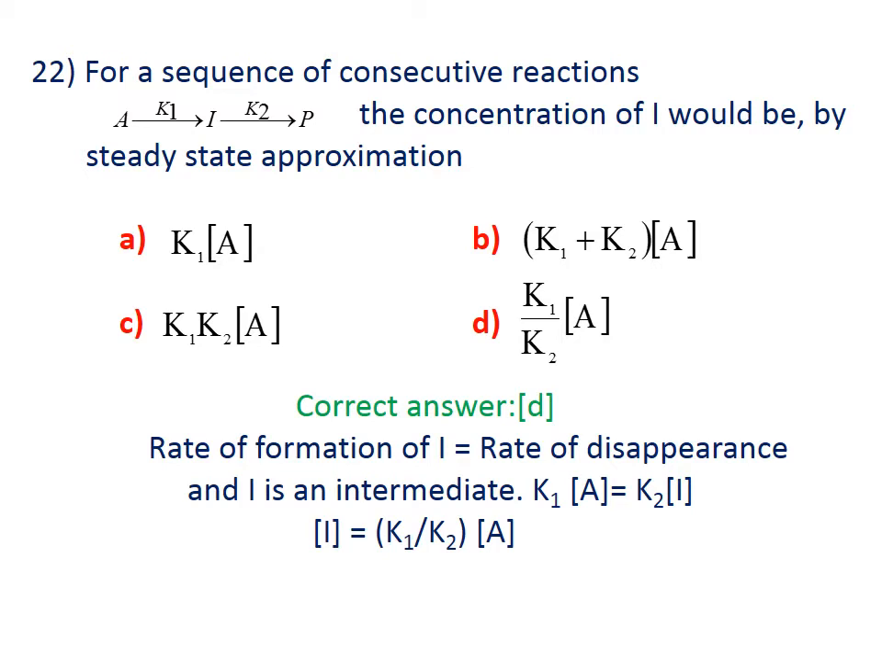According to the steady state approximation, the rate of formation of I will be equal to the rate of disappearance of I. Now, the first step is you calculate the rate of formation, that is K1 into A, that will be equal to K2 into I. Therefore, I will be equal to K1 by K2 into the concentration of A. Option D is correct. The concentration of I by the steady state principle is K1 by K2 into the concentration of A. Here K1, K2 are rate constants.